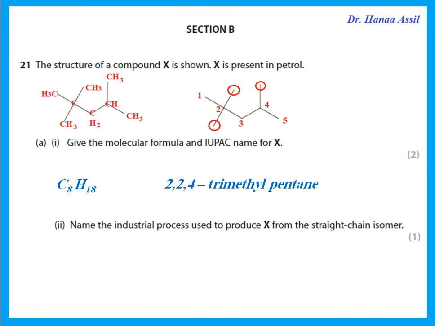Name the industrial process used to produce X from a straight chain. We said if we have a straight chain hydrocarbon and I want to rearrange it so that it becomes branched or so that it becomes cyclic, then this process is called reforming.